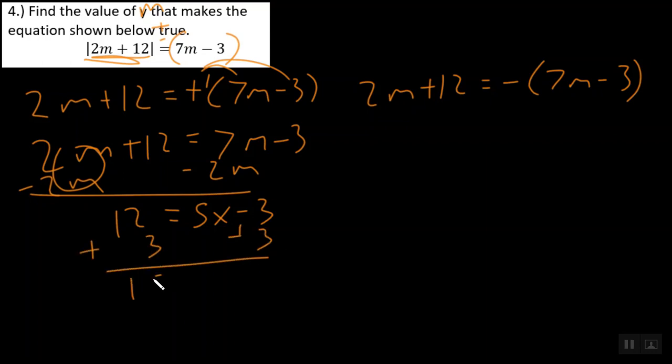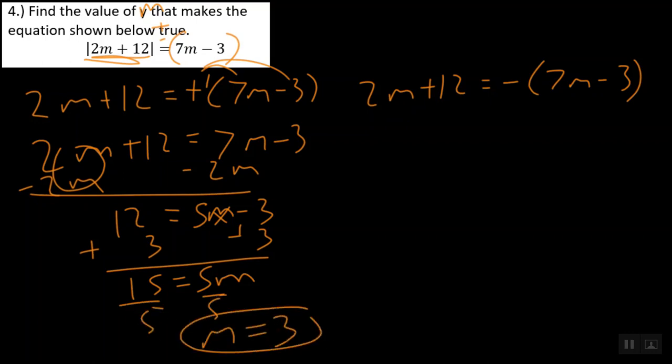12 plus 3 is 15 is equal to 5m. Oh, I wrote x instead of m, 5m. And now I can divide both sides by 5. And of course, m is equal to 3.